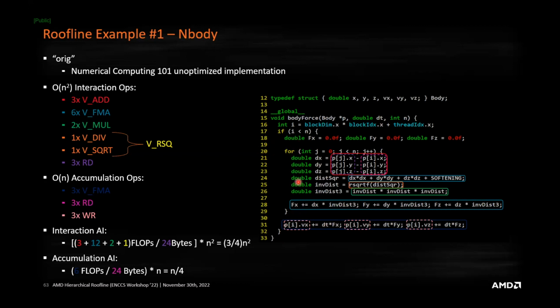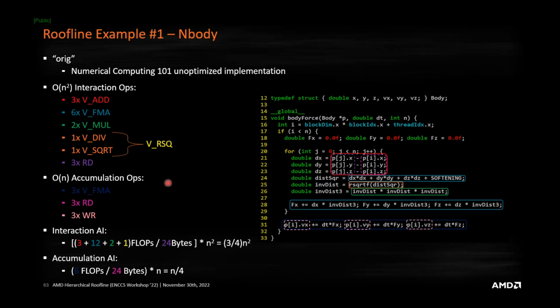So in the interaction ops section, we're doing 3 vector adds, 6 vector FMAs, 2 vector multiplies, and then in orange here, we have this inverse square root, which we're counting as 1 division and 1 square root. But if you compile it and dump the assembly, hopefully you should see this v_rsq instruction, which is an approximation, a much faster approach than doing division and square root on the hardware.